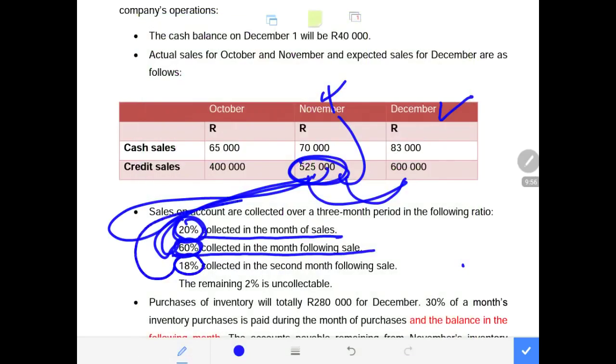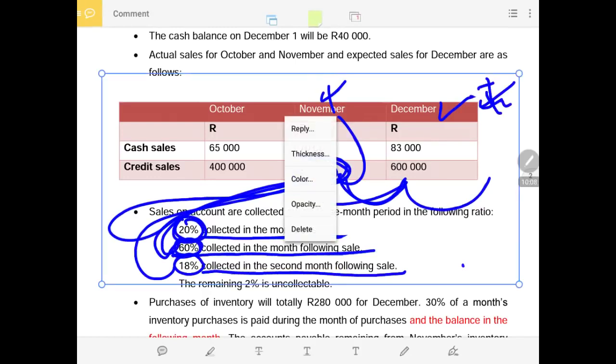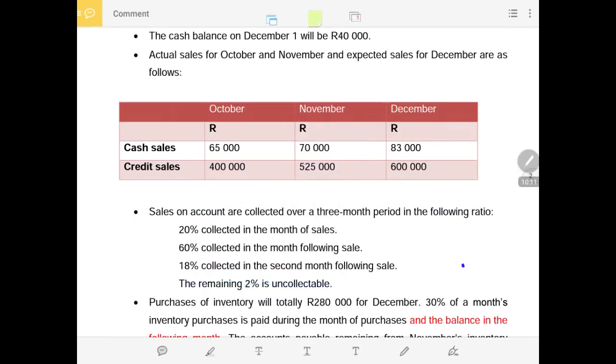Then we proceed and say 18% of the sales of November will be collected in the second month. The first month is December, the second month is January, and we are not doing a budget for January. So we are not interested in the collection for the month that we are not busy with.